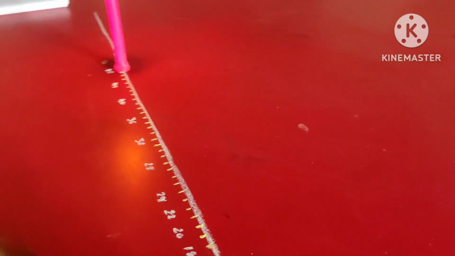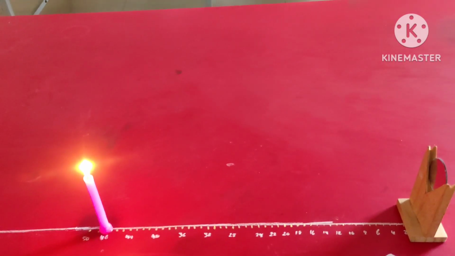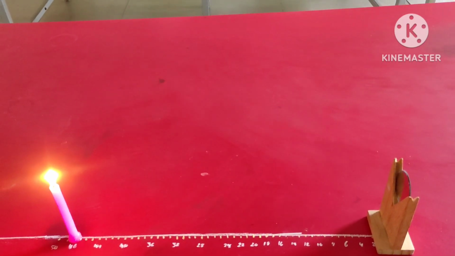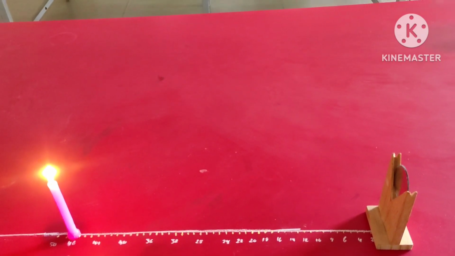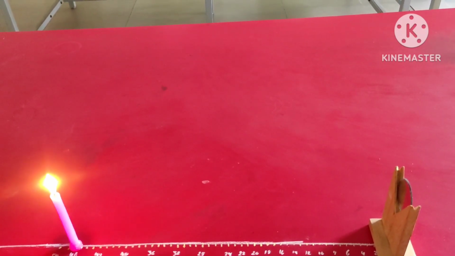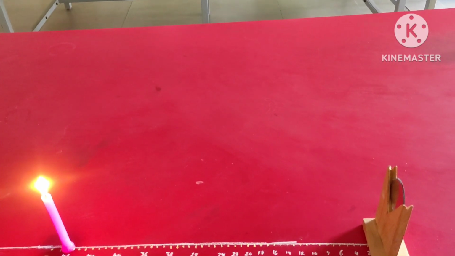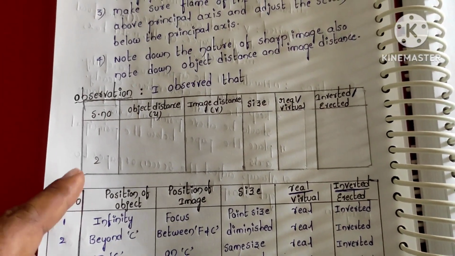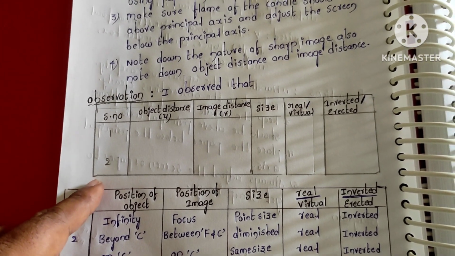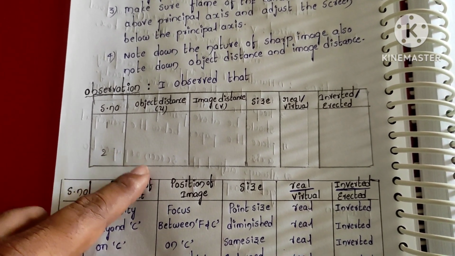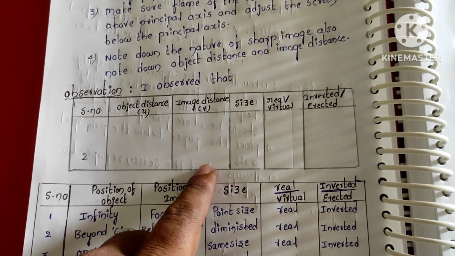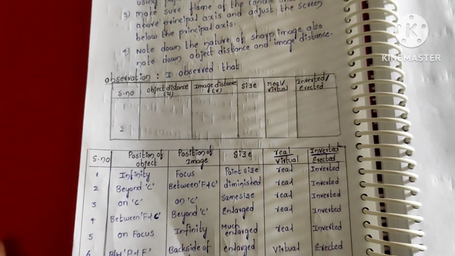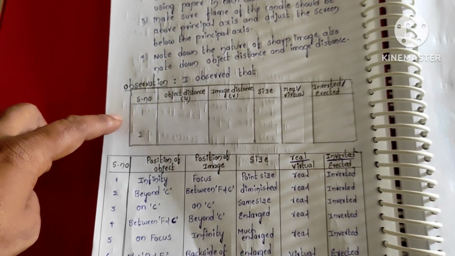Like this, you have to continue the activity by placing the candle at various distances, move the screen, find the sharp image, and find the characteristics of the image. Is it smaller, bigger or same size, real or virtual, inverted or erect? Now slowly you have to repeat this activity. Once again place the candle at another position and find image distance, its size, real or virtual, inverted or erect. But in the lab activity, when you write in the exam, you have to leave the table empty.